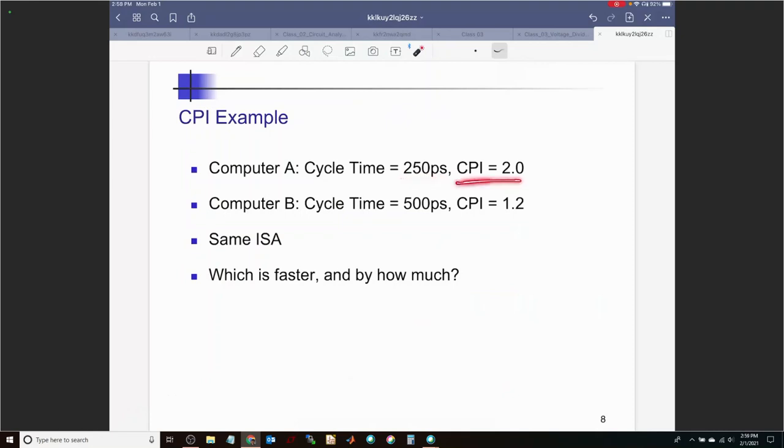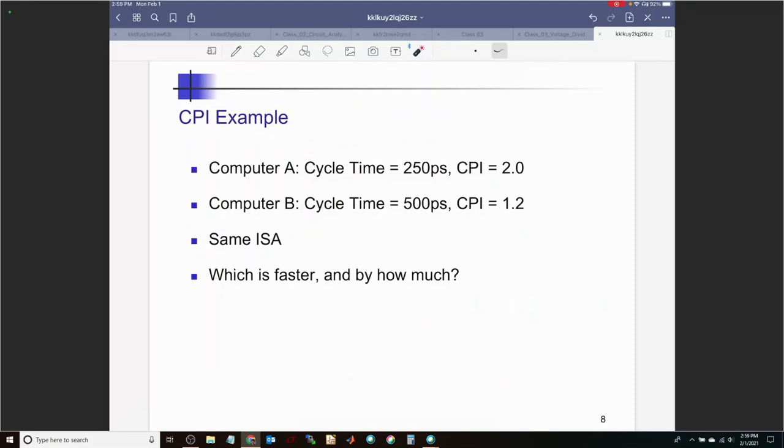The average clock cycles per instruction for computer A is 2. Next, computer B, cycle time is 500 picoseconds and CPI is 1.2. Now, if you simply look at clock cycle time, computer A takes much less time to complete one cycle than computer B. So if I just look at that, I may say that computer A is faster, right?